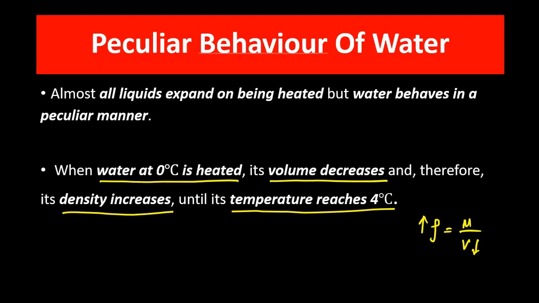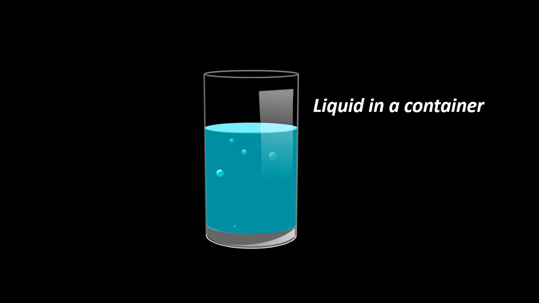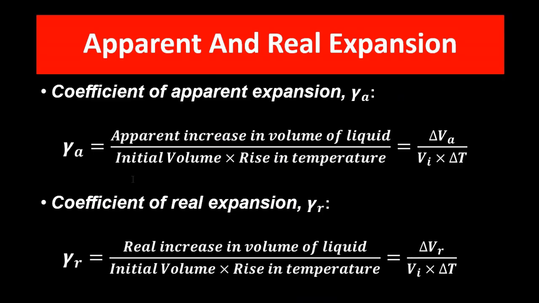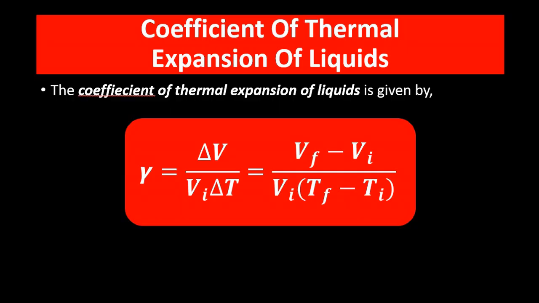So here we have discussed two important concepts. First, the thermal expansion of liquids. Why is it important? Because both the liquid and the container in which they are heated undergo thermal expansion. Now, for the liquid, the expansion parameter which is taken is apparent expansion. For the container, it is the container expansion coefficient. When they are combined together, we get the total expansion, that is the real expansion. This is the thermal expansion of liquids.